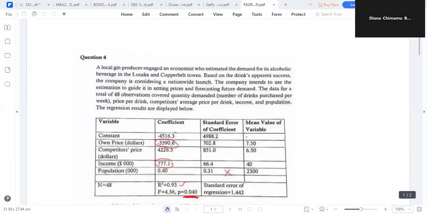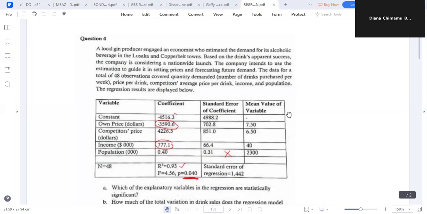Okay. So regression analysis basically looks at the relationship that two or more variables show. And so we're going to look at multiple regression and see how this model is able to deduce significance. So we're told that a local gene producer engaged an economist who estimated the demand for alcoholic beverages in Lusaka and Copperbelt towns. Based on the drink's apparent success, the company is considering a nationwide launch. The company intends to use the estimation to guide in setting prices and forecasting demand.